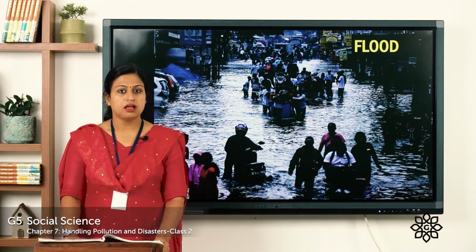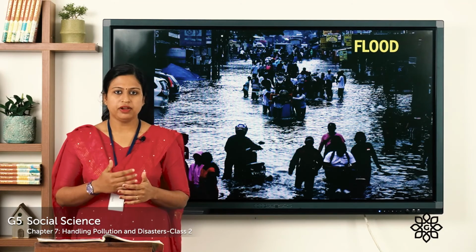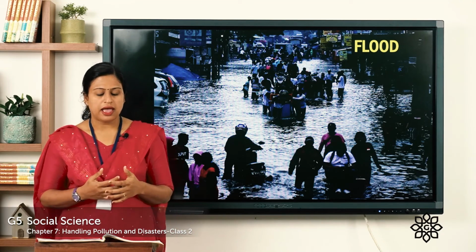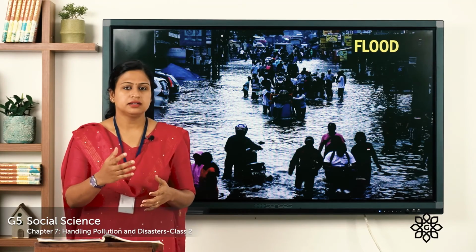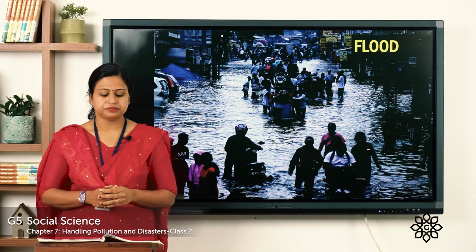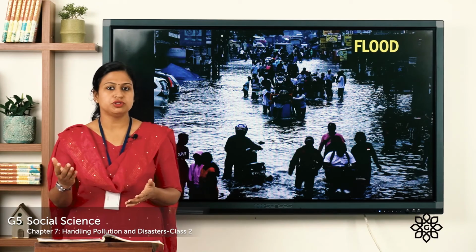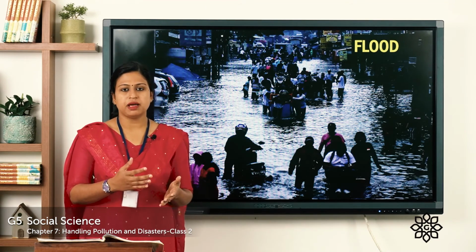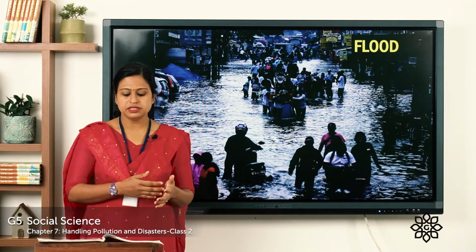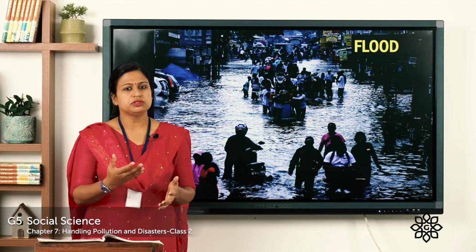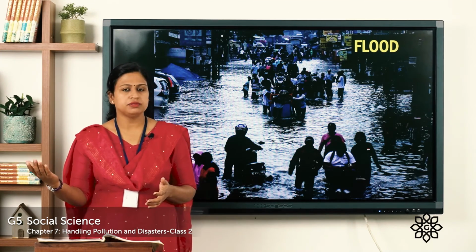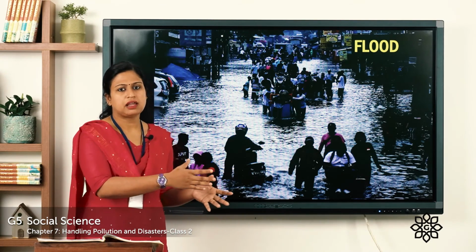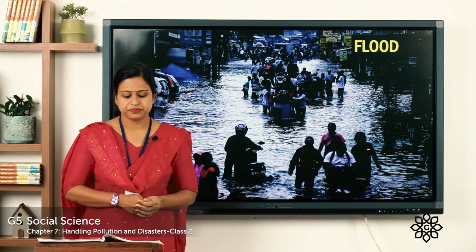Next one is flood. A flood occurs when a large amount of water overflows and covers land that is normally dry. Floods can also be caused due to heavy rainfall, blocking of water bodies by landslides, and severe damage in dams, reservoirs and so on. So, floods can be caused due to many reasons.